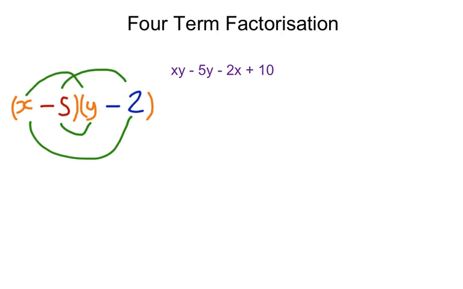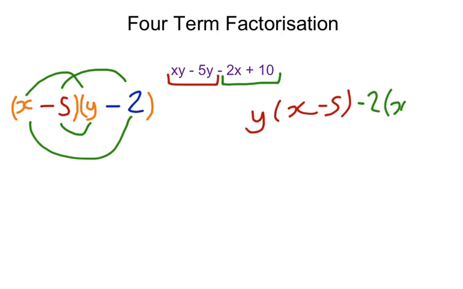And the way we do this is we factorise by grouping. So we start off by looking just at the first 2 parts of this, and we notice that that factorises to y(x minus 5). And then we look at the second 2 parts, and we notice that that factorises to minus 2 brackets, well, x, and what do we have to times minus 2 by to get plus 10? Well, it's minus 5.